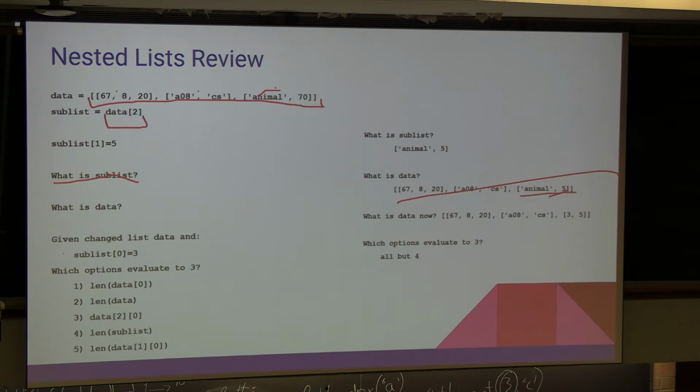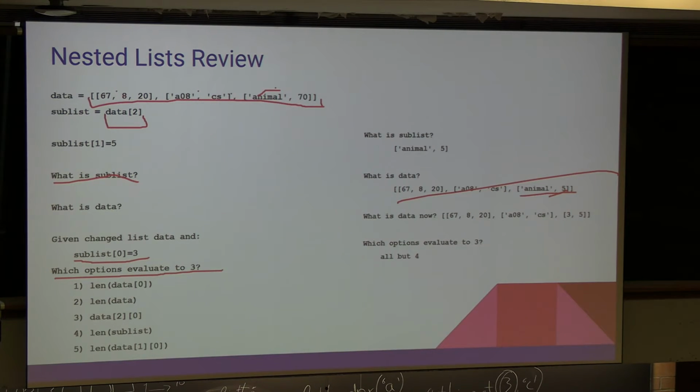We have discussed this right now. Given changed list, data, and sublist at 0 is 3. Which options will evaluate to 3? Option 1, length of data at 0. What is that at 0? This is that at 0. And how much is the length of this? 1, 2, 3. So this is 3. Length of data. How many items are there in data? 1 list, 2 list, and third list. Sorry, guys. So 3 is the length.